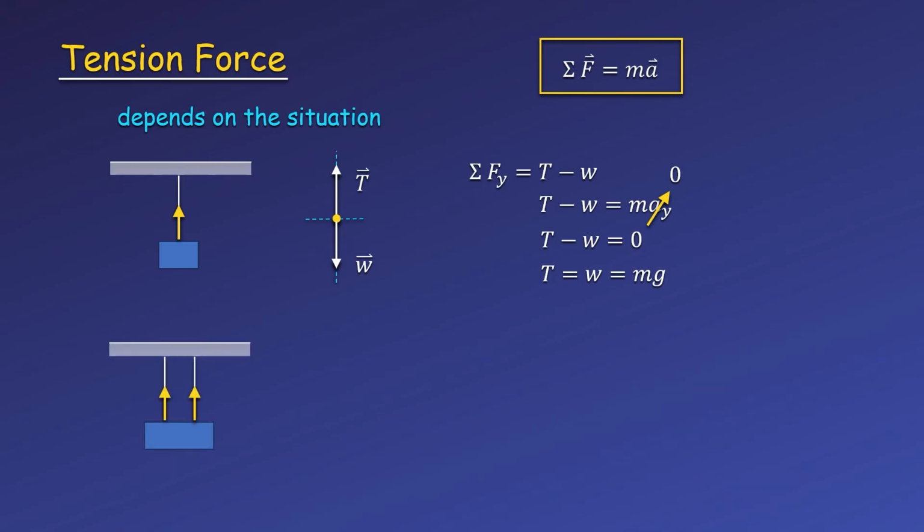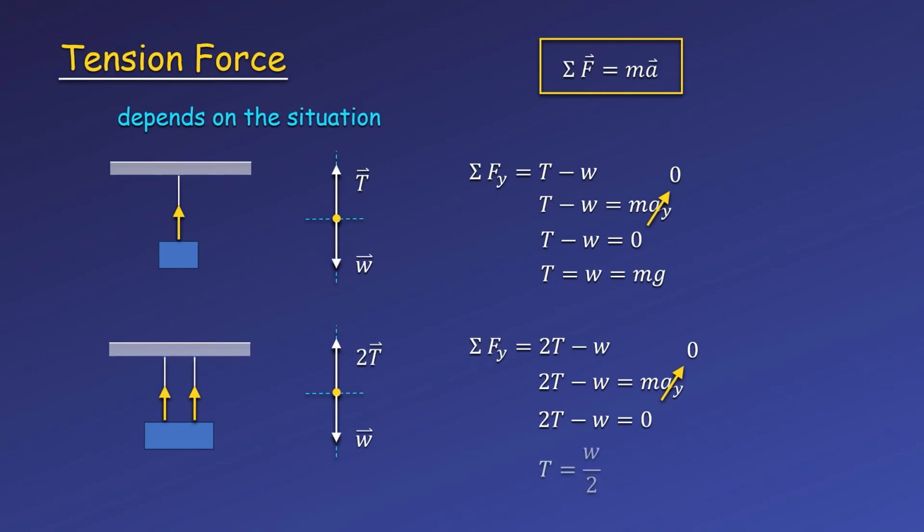Now let's do something different. We'll suspend one large block from two identical ropes that will each have equal tension. Drawing the free body diagram for the block, we have the weight pulling downward and two equal tension forces pulling upward. Plugging into Newton's second law, we have a positive 2T minus the weight. Solving for the tension, we get the tension as half of the weight. Here, each rope is supporting half of the weight, so that makes sense.